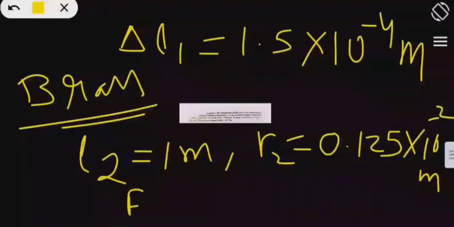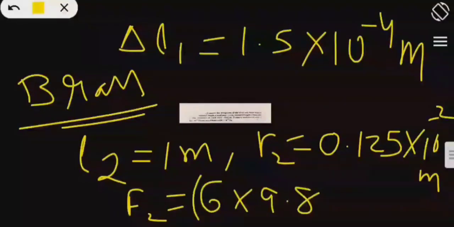And for F2, the brass wire is going to experience the load of only 6 kg, so this is 6 into 9.8, M into G. This is F2, and Y2 data is given. Y2 is 0.91 into 10 to the power 11 Pascal. This is given in the question.